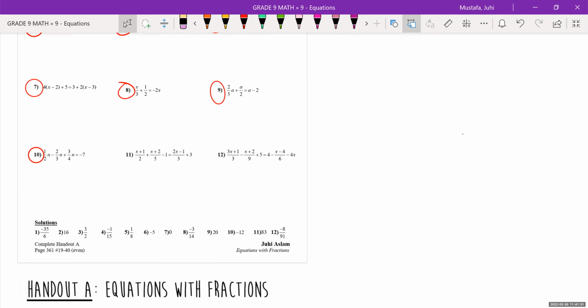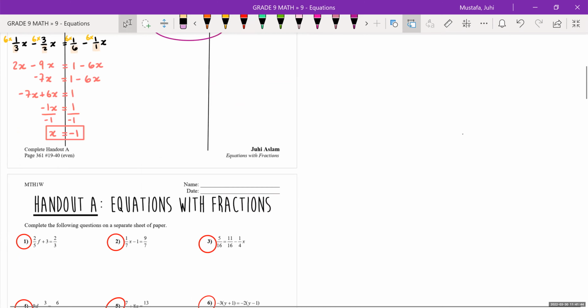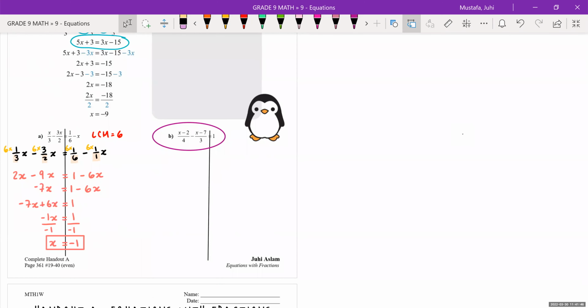And also, you guys are going to check out the textbook questions at the bottom, page 361, numbers 19 to 40, just the even ones. You should be able to do those because those are more according to what we did today. So that's part 1 of equations with fractions. Tomorrow we will continue part 2 with the slightly harder questions.